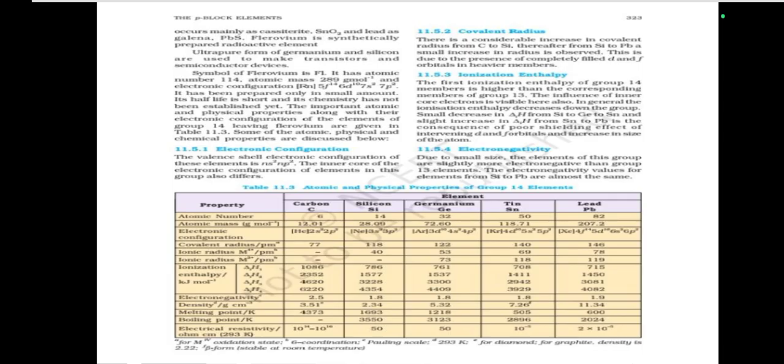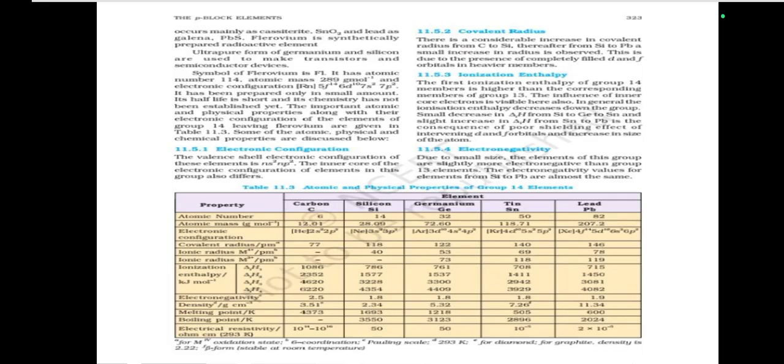Electronic configuration: the valence shell electronic configuration of these elements is ns2 np2. The inner core of the electronic configuration of elements in this group also differs. Covalent radius: there is a considerable increase in covalent radius from carbon to silicon. Thereafter, from silicon to lead, a small increase in radius is observed. This is due to the presence of completely filled d and f orbitals in heavier members.